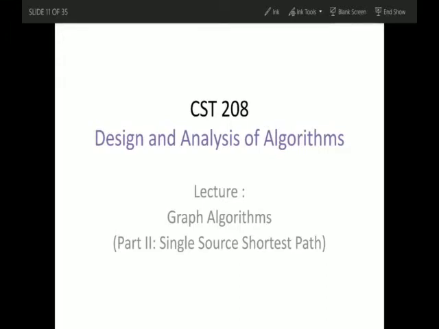Okay, so now in part 2 we'll see the single source shortest path problem with one algorithm, that is the Bellman-Ford algorithm.